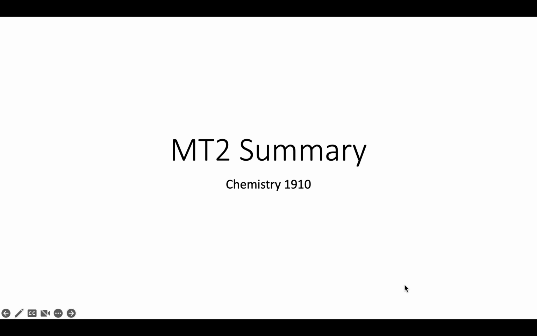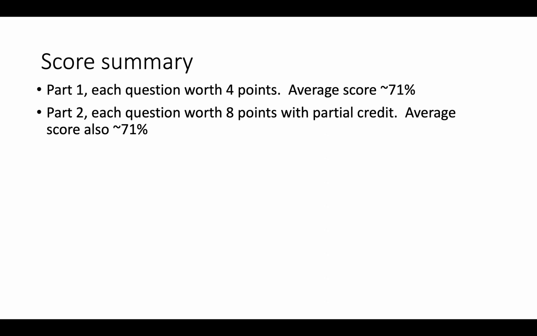In this video, I'll give an overview of how the second exam went for us. So there were two parts on the exam. Each of the questions on the first part were worth 4 points apiece. Each of the questions on the second part were 8 points, and I scored those with partial credit. The class performance on each of the sections was very, very similar, about 70-71% on both parts.